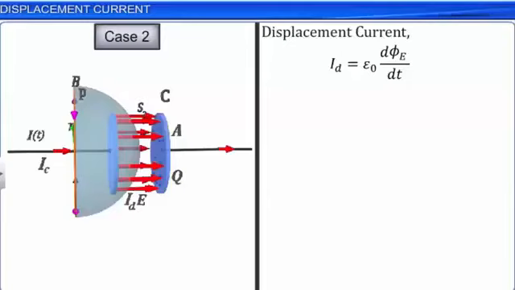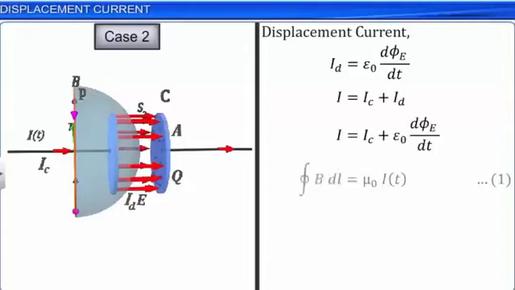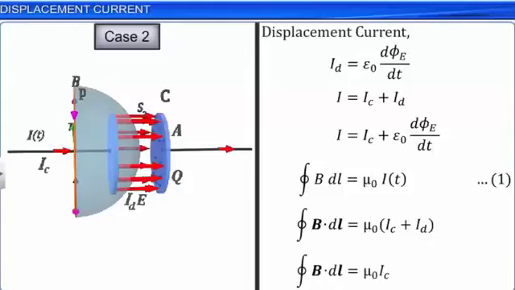Now, Ampere's law can be written as the integral over the closed loop B dot dl is equal to mu naught into IC plus ID, that is, the integral over the closed loop B dot dl is equal to mu naught IC plus mu naught epsilon naught into d phi E by dt. This is known as the Ampere-Maxwell law. Let this be equation 8.